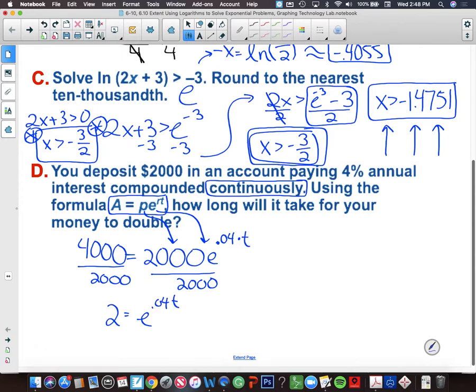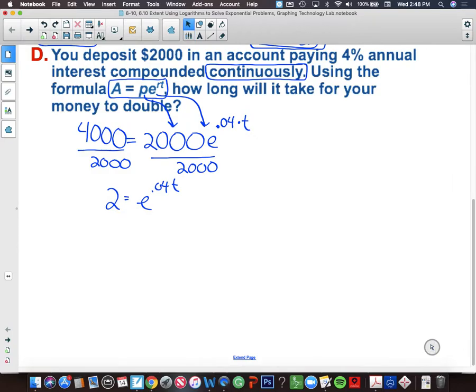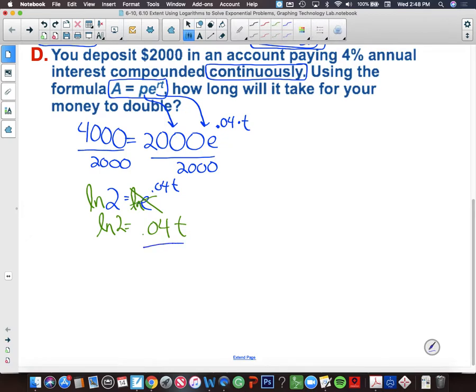How do we get rid of the e? We want that exponent down. So we need to natural log both sides. Natural log, natural log. That'll get rid of my e and leave me with 0.04 times t over here. Natural log of 2. So then the last thing you've got to do is move the 0.04. So divide by 0.04. So natural log 2 divided by 0.04.